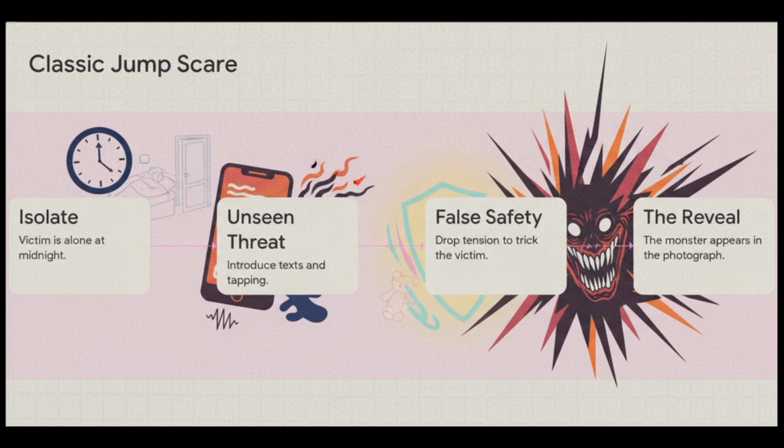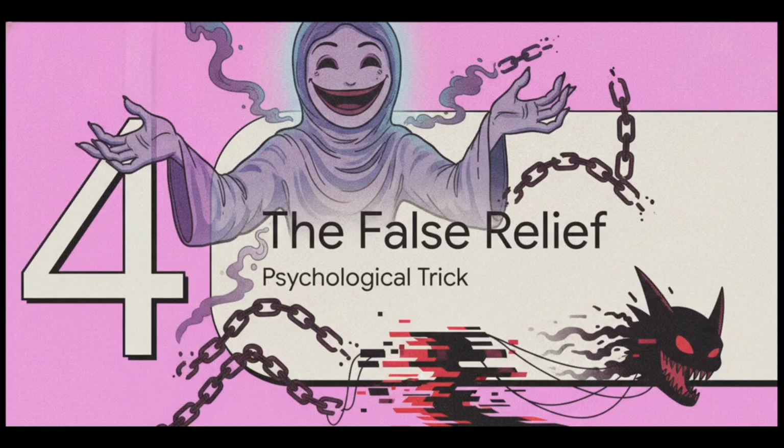Step 1, isolate the victim. It's midnight, parents are asleep. Step 2, introduce an unseen threat, the texts and the physical tapping. Now, to make Step 4, the big reveal, hit as hard as humanly possible, the author has to first execute Step 3, providing false safety, because you just cannot have a massive spike in fear without first lowering that baseline tension. Section 4. The false relief.